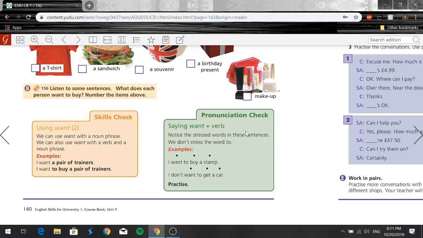And then here we have the pronunciation check, saying want and the verb. So notice the stressed words in these sentences. You gotta know that we don't stress the word to. So whenever you see to, don't stress it when talking. So instead of saying I want to buy a stamp, just say I want to buy a stamp. Make sure that you use to as a stepping stone instead of just stressing it unnecessarily. So I want to buy a stamp. I don't want to get a car. Practice these and you should get better over time.